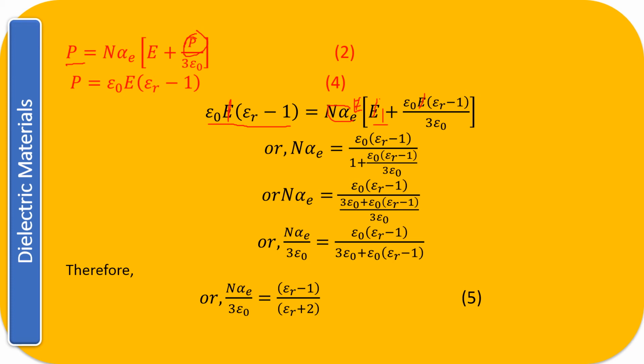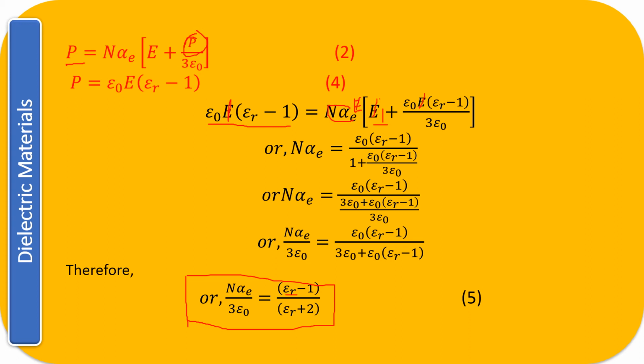n alpha E upon 3 epsilon naught is equal to (epsilon r minus 1) upon (epsilon r plus 2), where epsilon r is your relative permittivity or the dielectric constant. So n alpha E upon 3 epsilon naught is equal to (epsilon r minus 1) upon (epsilon r plus 2), and this is called the Clausius-Mossotti equation, and this should be remembered. You should also remember that this is primarily used where a single type of atom is present. There only we will use this equation to find the dielectric constant.